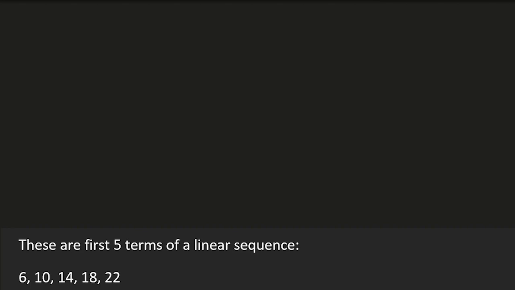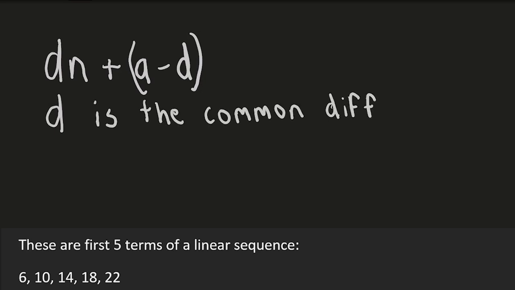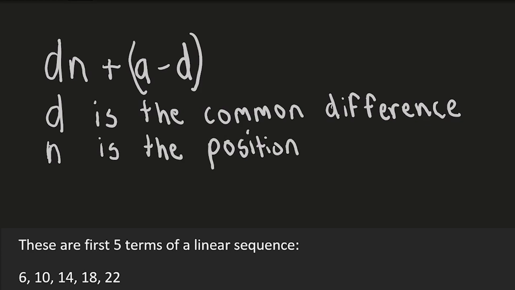Hello everyone, in this video I'm going to teach you how to find the nth term of linear sequences. The nth term is an expression that we can use to find the value of any given term in the sequence. It can be written in the form dn plus a minus d, where d is the common difference, n is the position of the term, and a is the first term.